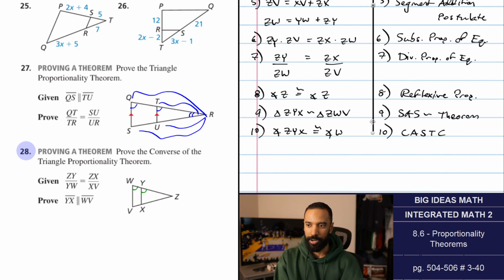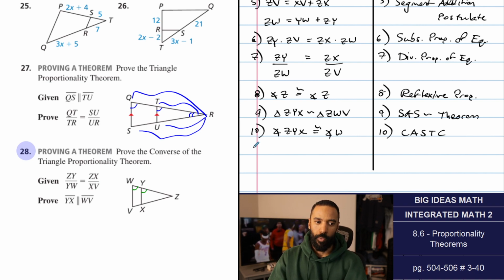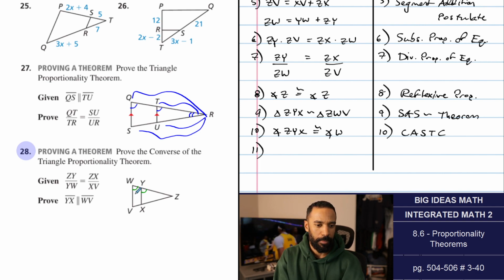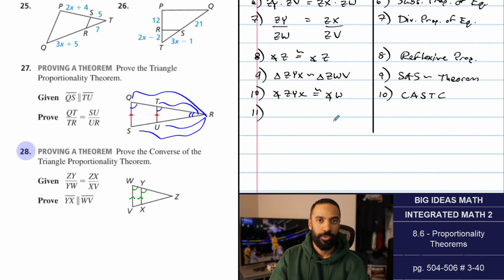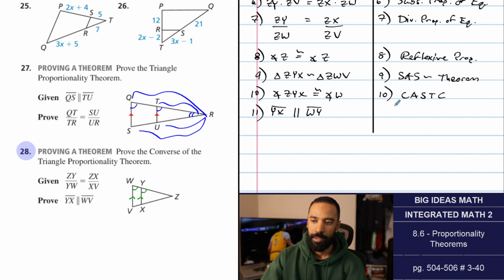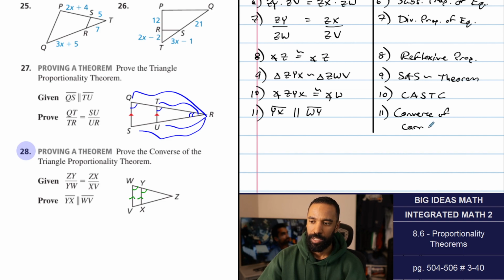And corresponding parts of congruent triangles are congruent, but these are similar. So the last thing: why is YX parallel? How do we know that YX is parallel to WV? Why are these two parallel here? Because of the converse of the corresponding angles theorem. Those two angles are congruent, so YX is parallel to WV because of the converse of the corresponding angles theorem. That was 11 steps.